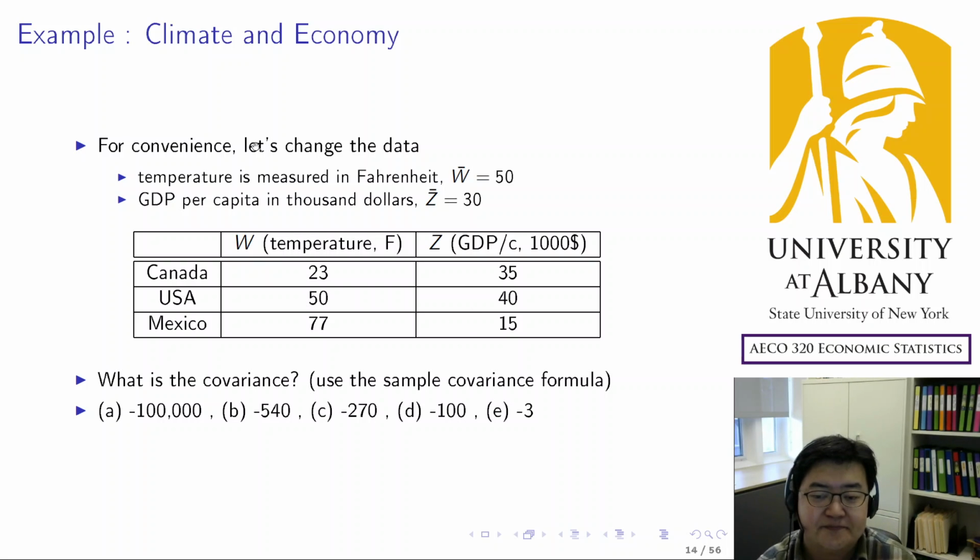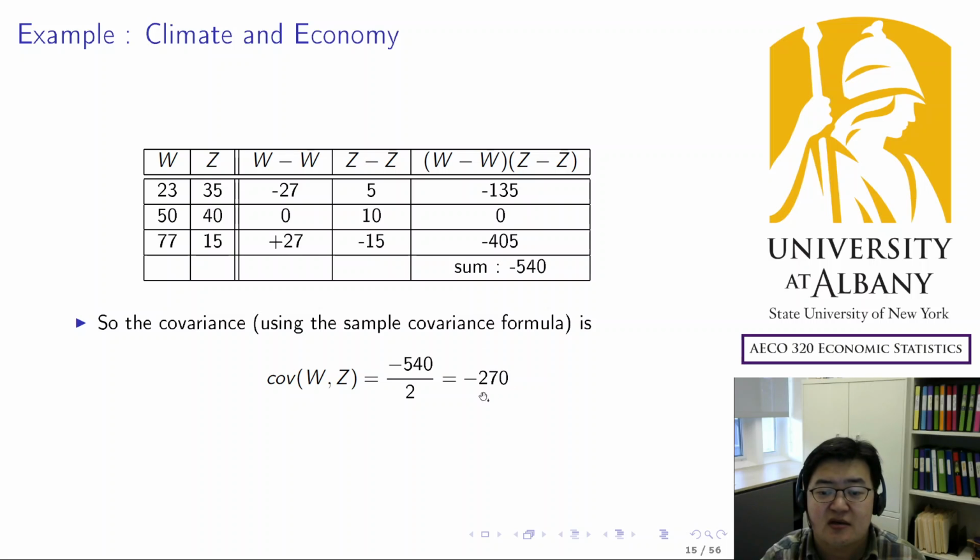Try it by yourself. Okay, so if you have not finished the algebra, please stop the video now. I'll show you the answer. The covariance is, in the end, minus 270. How do we get it?